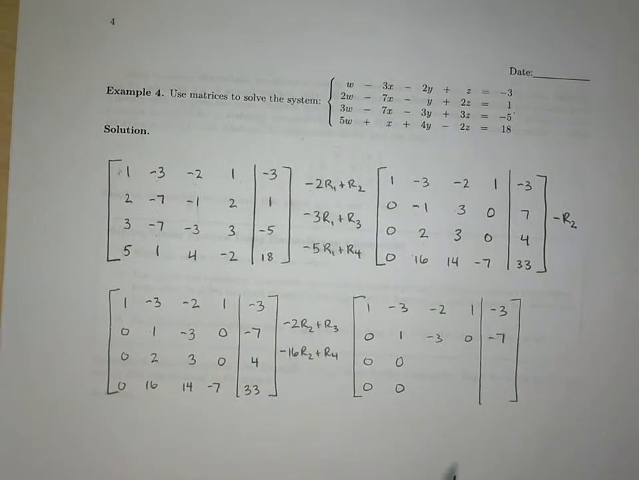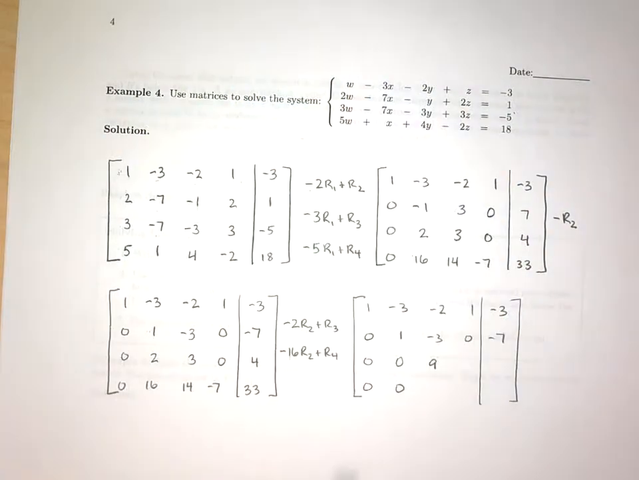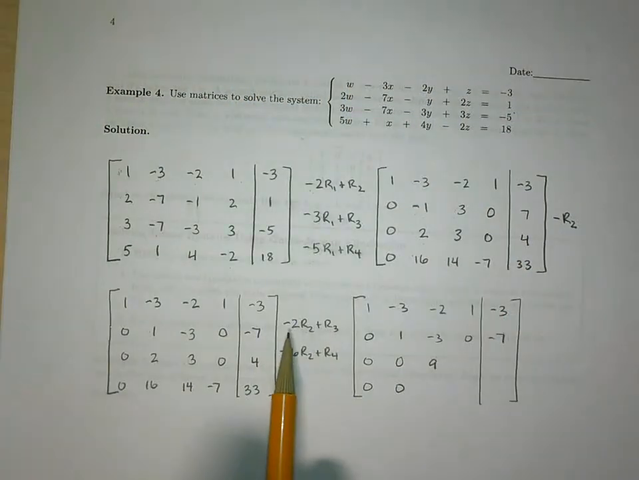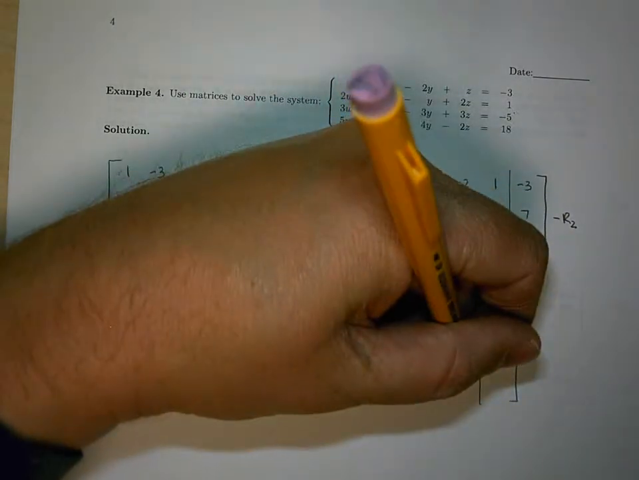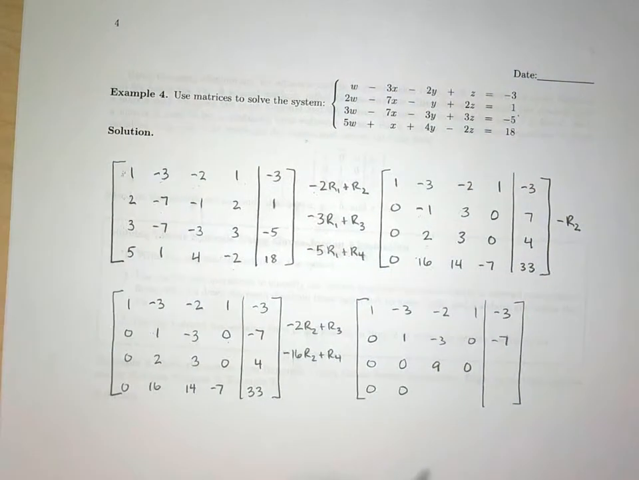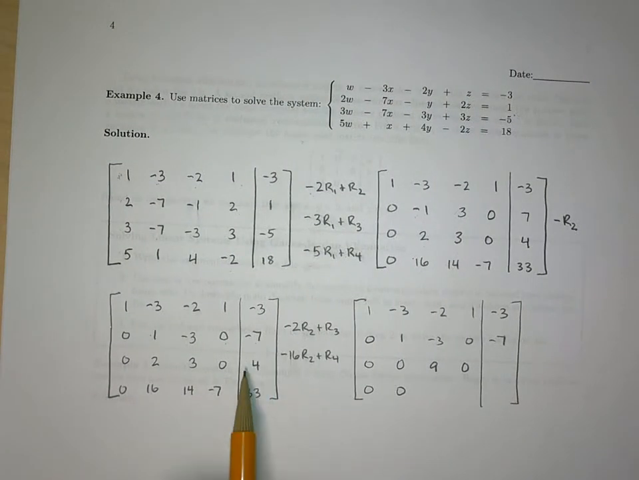So we go to the y column. This row 3 is constructed by doing negative row 2 plus row 3. So in the y column, negative 2 times negative 3 is 6, plus 3 is 9. In the z column, negative 2 times 0 is 0, plus 0 is also 0. On the right side, negative 2 times negative 7 is 14, plus 4 is 18.